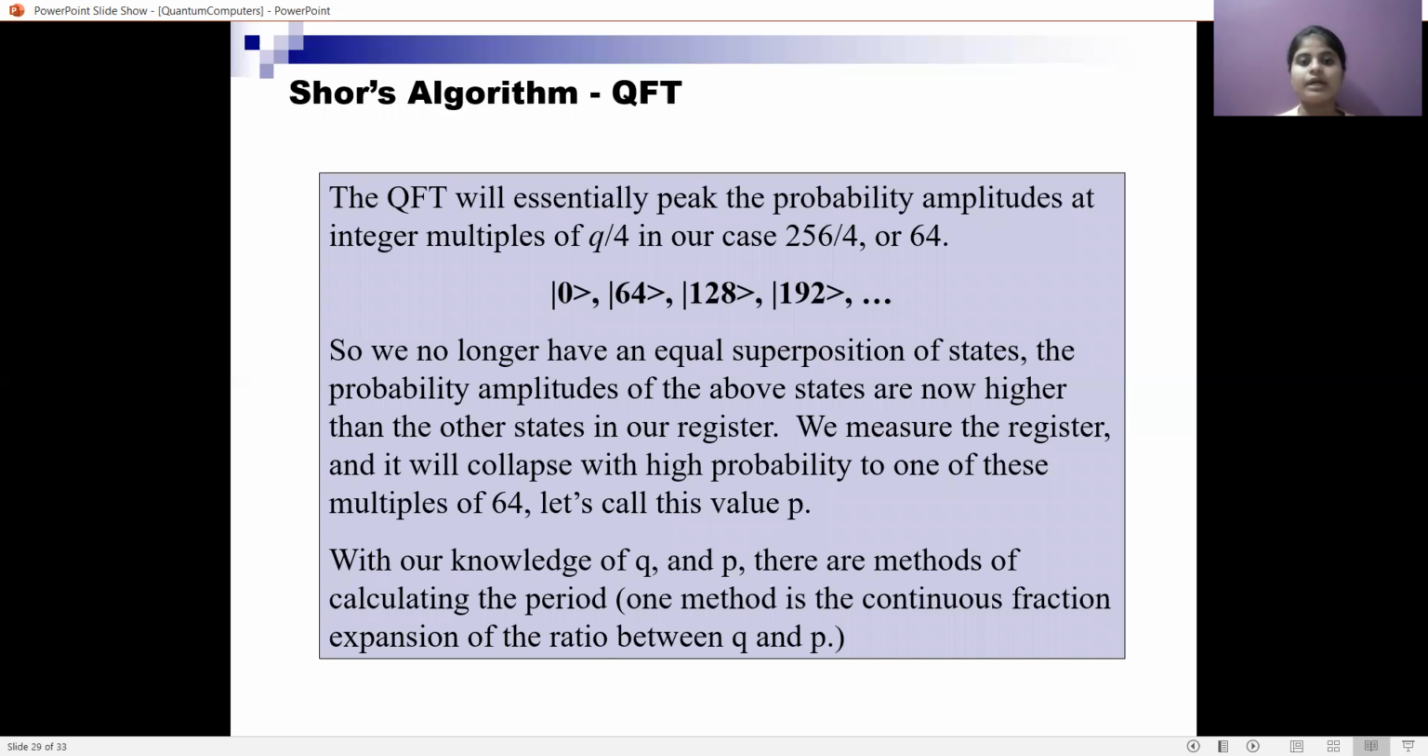The QFT will essentially peak probability amplitudes at integer multiples of q by 4 in our case, like 256 by 4 or 64: 0, 64, 128, 192. So we no longer have an equal superposition of the states. The probability amplitudes of these states are now higher than the other states in our register. It will collapse with a high probability to one of those multiples of 64. Let's call this P. With our knowledge of q and P, there are methods of calculating the period.